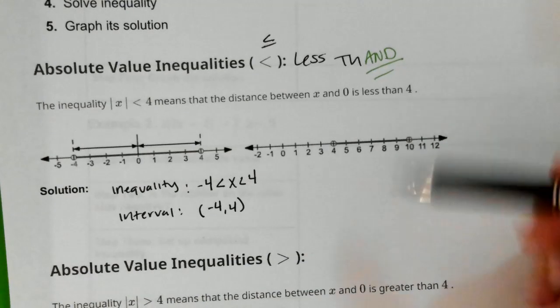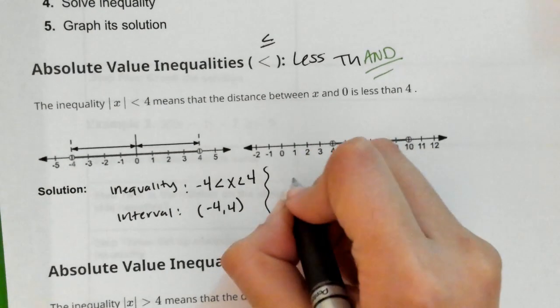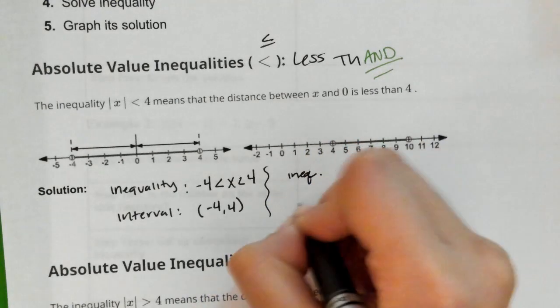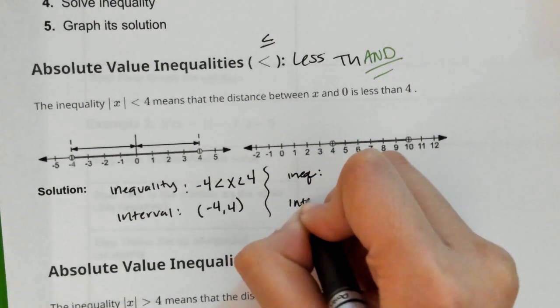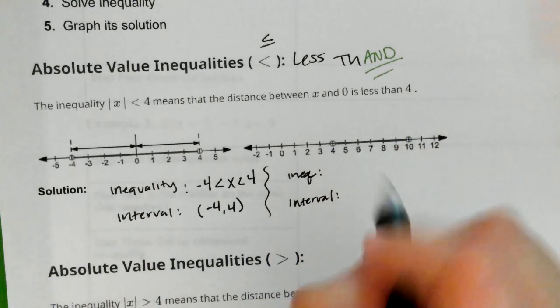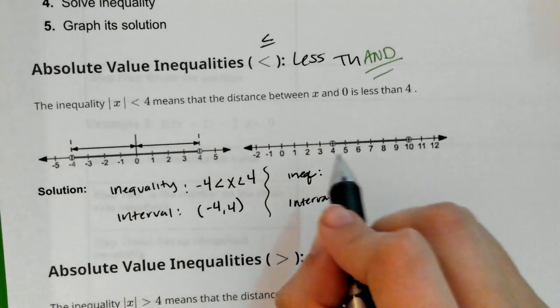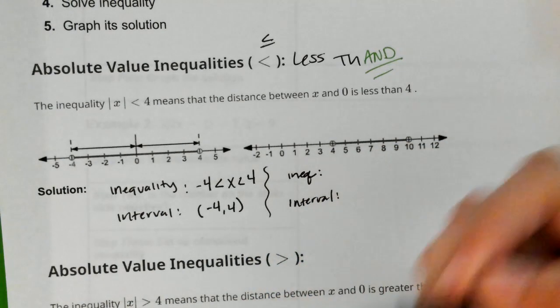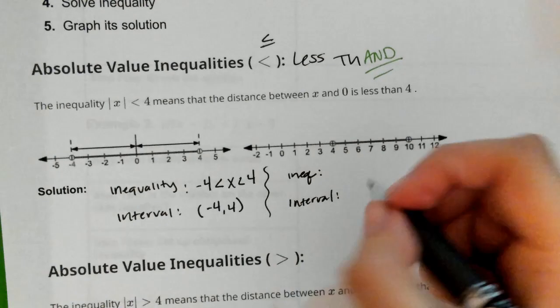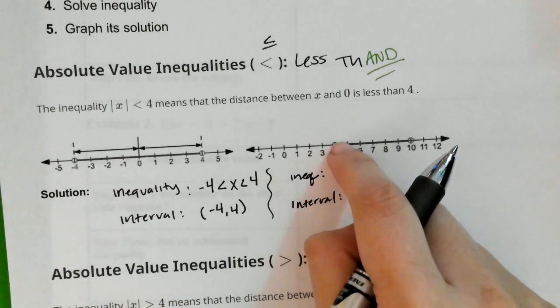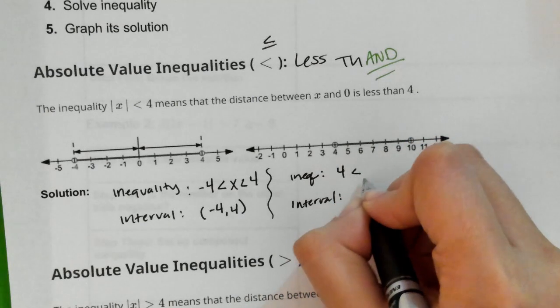So we're going to try this again with this number line right here. We're going to use inequality notation, and we are going to use interval notation. So in this case, I can see that my values are between 4 and 10. So I'm going to write my values between 4 and 10. Now we still have open circles, so we're still going to just write strictly less than.